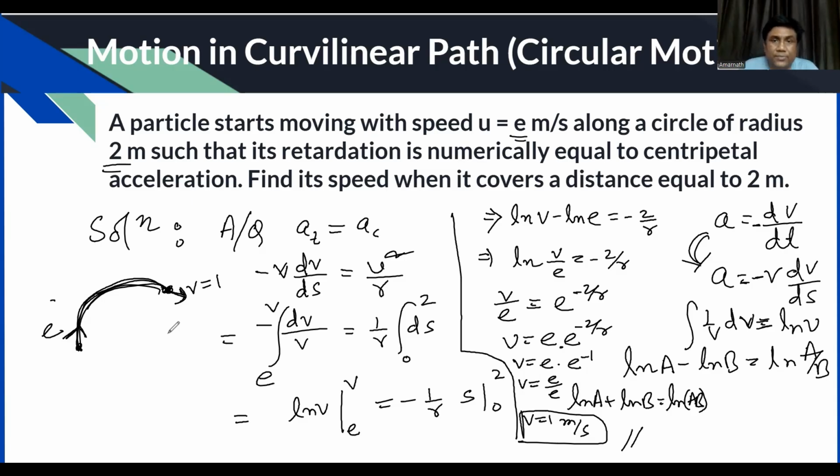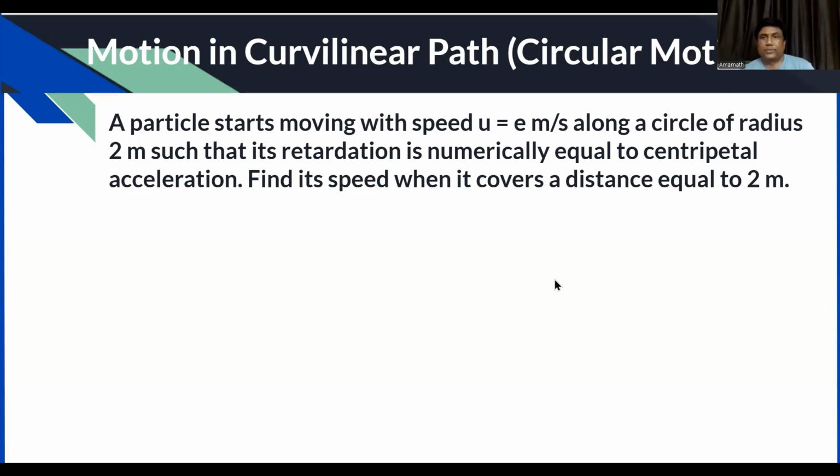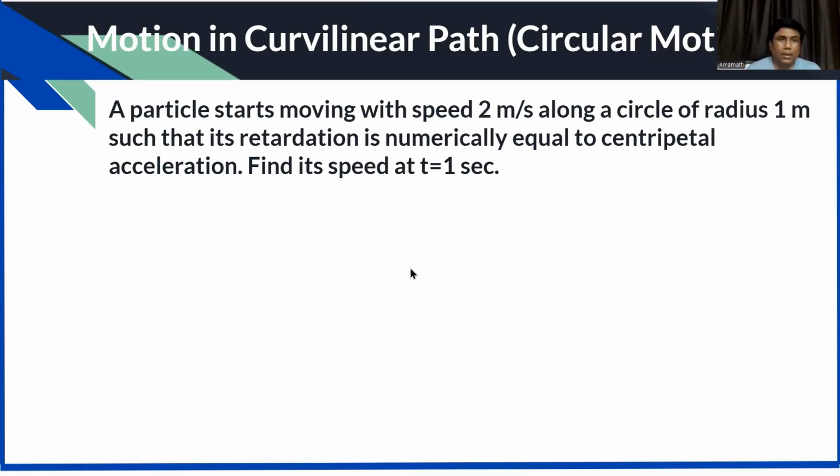Are you ready for taking a challenge of similar type question? Let us try one another question. The particle starts moving with speed 2 meter per second along a circle of radius 1 meter, such that retardation is numerically equal to centripetal acceleration. Find its speed at t equal to 1 second.